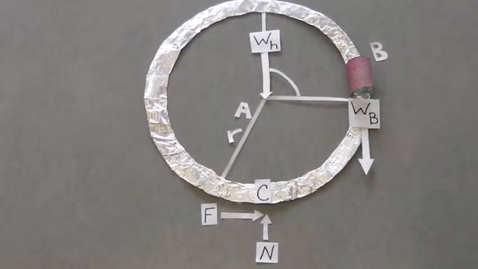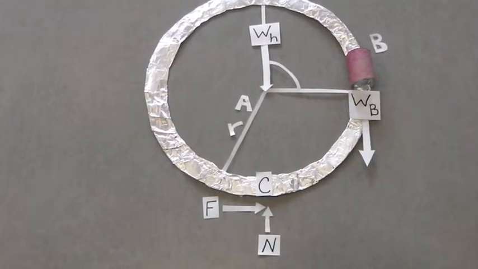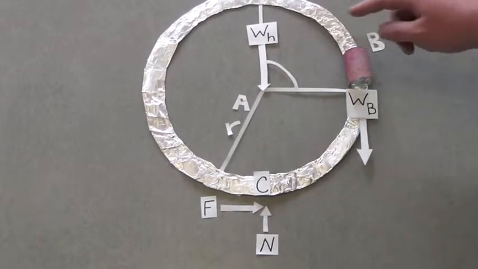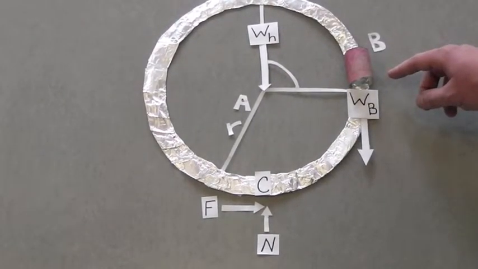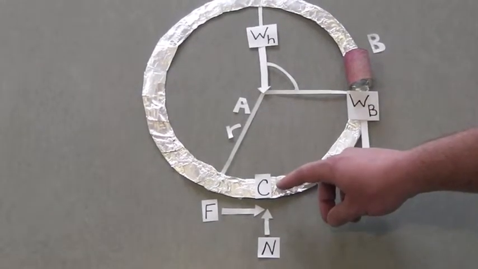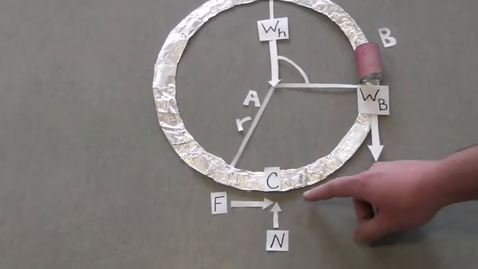For our next free body diagram, we have the hoop and the clamp, and we're showing the forces here. In the middle, acting on the center, we have the weight of the hoop. On the right at B, we have the weight of the clamp, W_B. At point C on the bottom, where it makes contact with the surface, we have the force of friction and the normal force that's acting on the hoop.